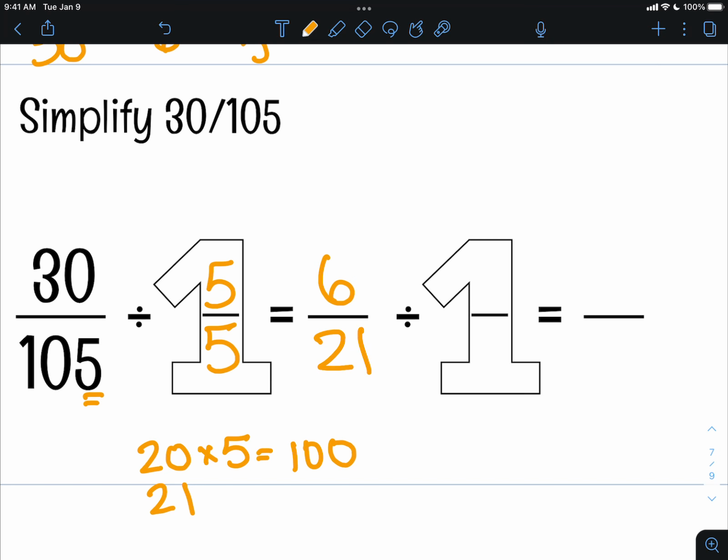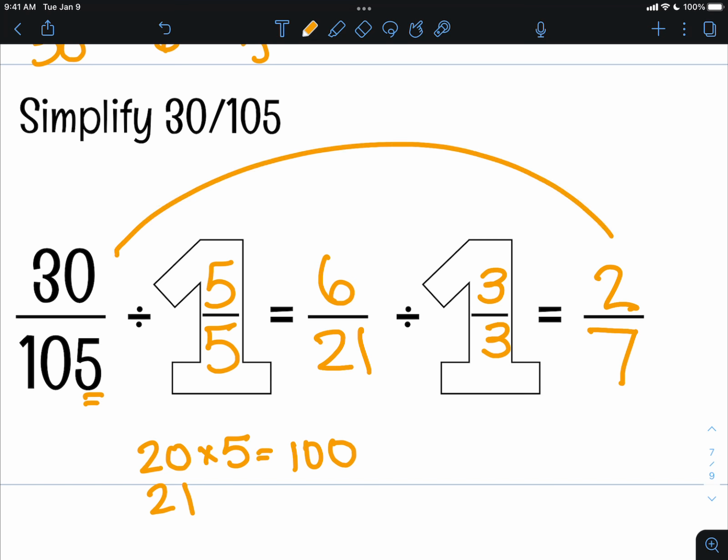All right, I can now divide both of these by 3. 6 divided by 3 is 2. 21 divided by 3 is 7. So 30 over 105 is equivalent to 2 7ths.